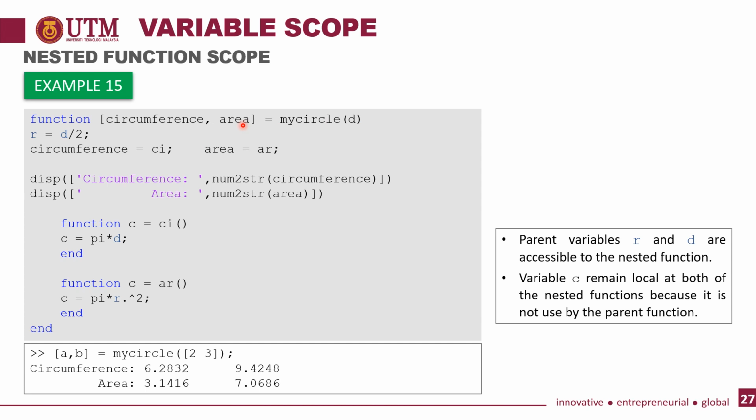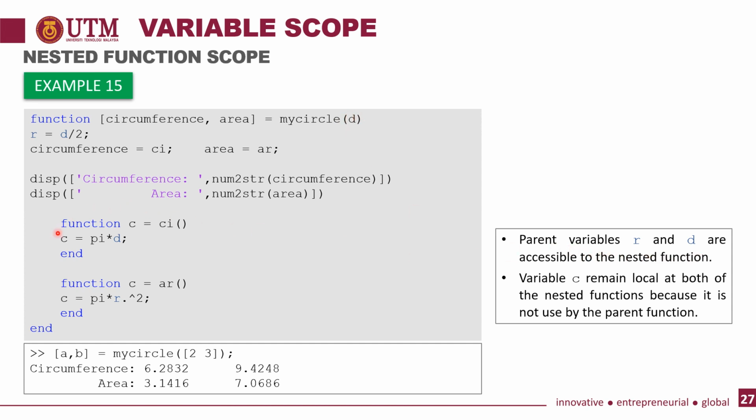As I said to you, if it is nested, you must have an inner function. Before we end our parent function, you must have another function inside, so that we can call it nested. So the parent variables r and d, where r is calculated based on the d you get from the input of the function, are accessible to the nested function.